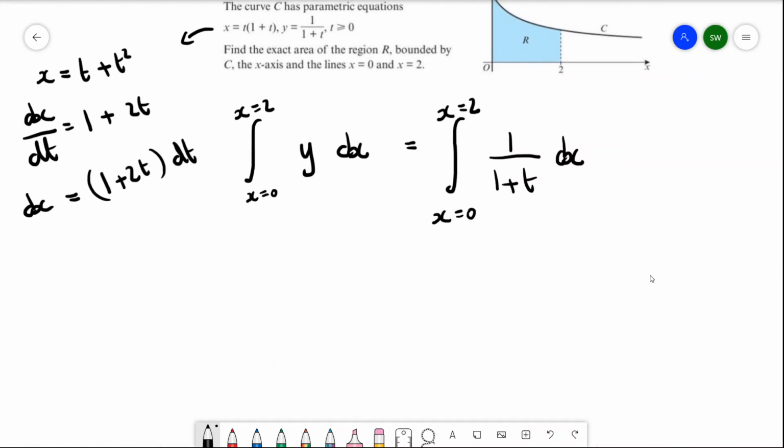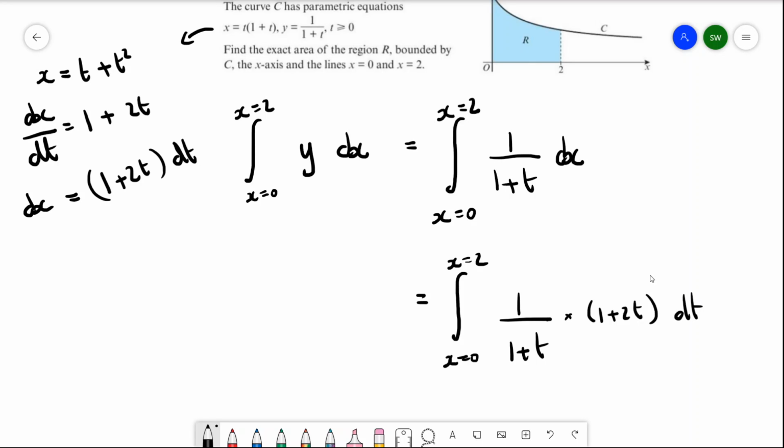So that tells me that I'm one step closer to getting this as an integral in terms of t, because I can replace dx with 1 plus 2t. Now, the final step that I need to do is I'm going to change the limits to t limits.